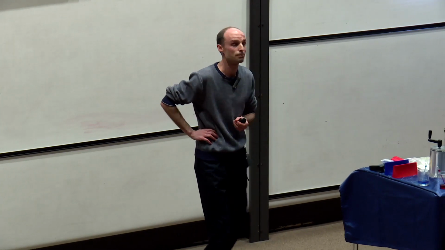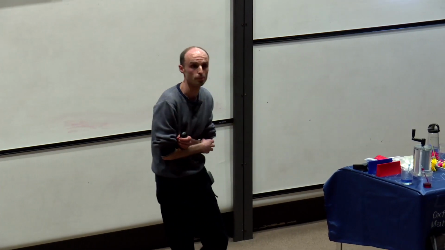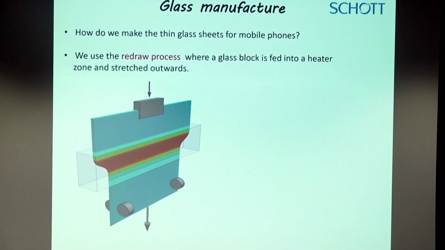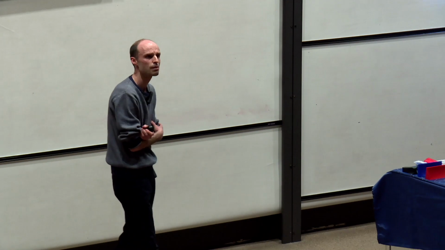And the way in which this is made is called the redraw process. The glass tubes were made using what's called the down draw process. This is called the redraw process. Now what you do here is you start off with a rectangular block here and you feed it down into this heater zone here and you pull it at the bottom with these rollers. You pull and you stretch and it gets thinner and thinner until the product that comes out is the product that you just saw.